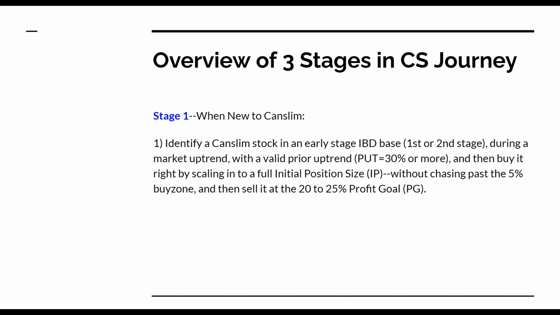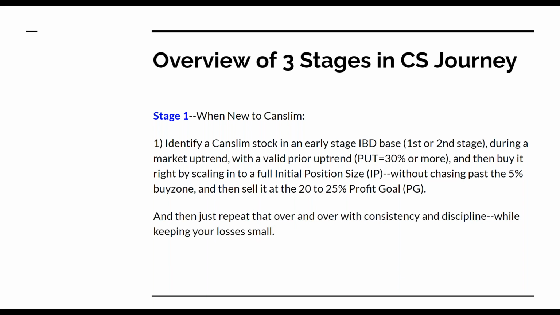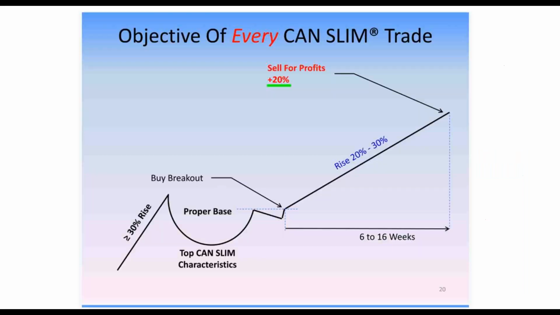And then we want to sell it at the 20 to 25% profit goal. And we just want to repeat that over and over with consistency and discipline while keeping all losses small. So it sort of looks like this. I think this is a Lee Tanner slide.